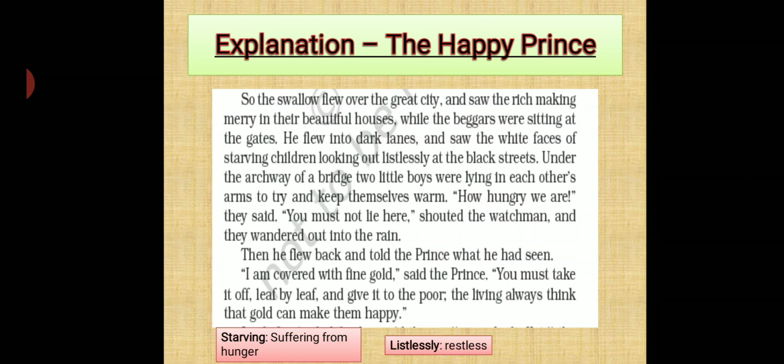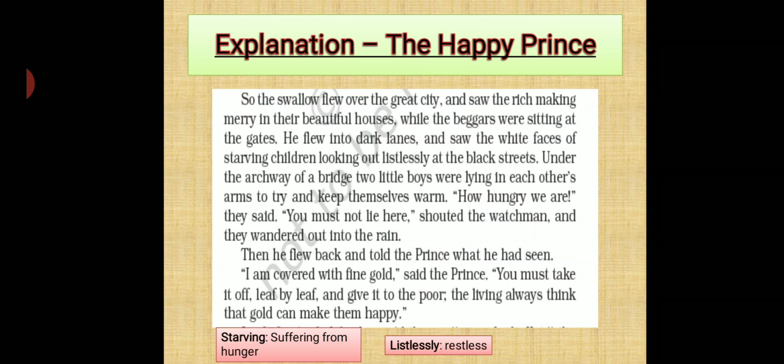So the two children were starving and wondering that how hungry they were. Then the watchman appeared and scolded them. He shouted and made them to go away from there. The poor children kept wandering in the rain as they were homeless. Then he flew back and told the prince what he had seen. So Swallow went back to the happy prince and told him what he had seen in the city. So all the stories about the hungry boys, rich people, beggars, everything that Swallow told to the happy prince.